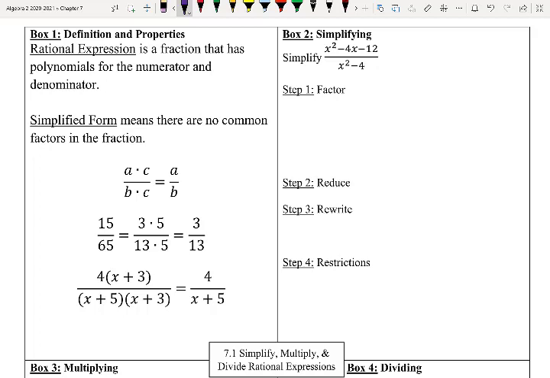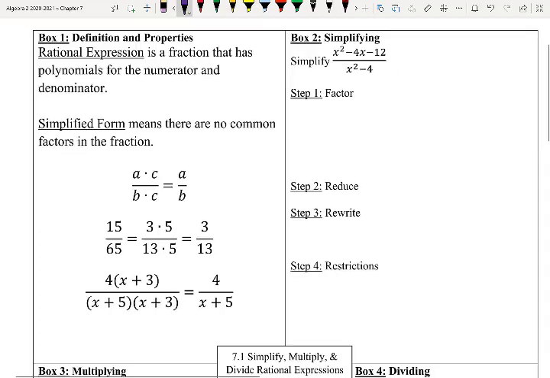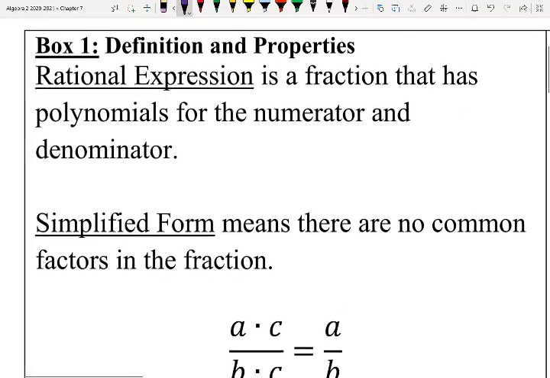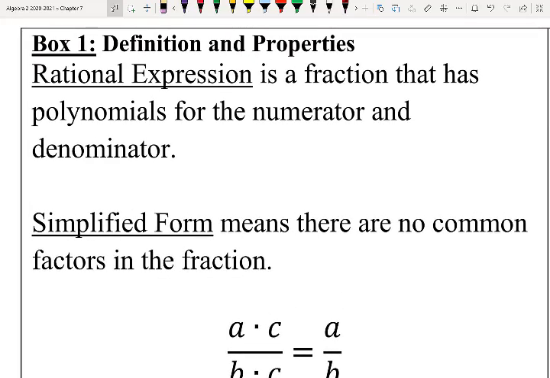Hey guys, today we are looking at notes for 7.1, which is all about simplifying, multiplying, and dividing rational expressions. So first and foremost, looking at little definitions here in box 1. A rational expression is a fraction. We know rational means fraction. And then an expression can be a polynomial, which is in the numerator or the denominator.